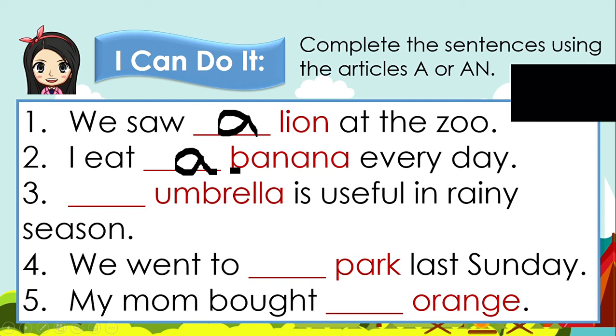Next, number 3. Blank umbrella is useful in rainy season. Are we going to use A or AN? Comment your answer.